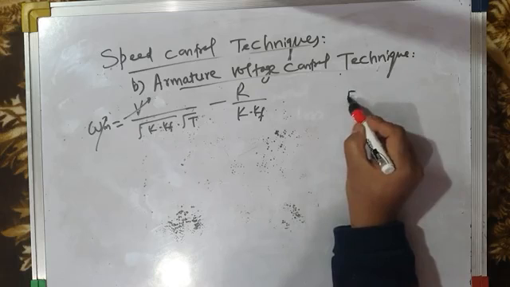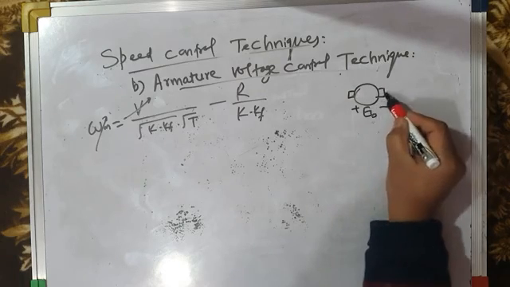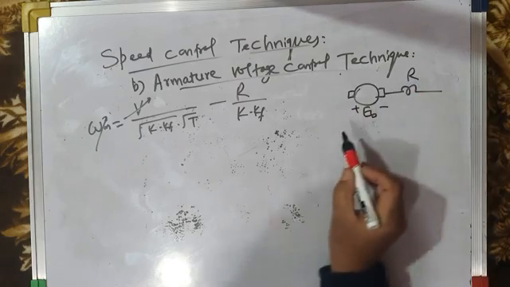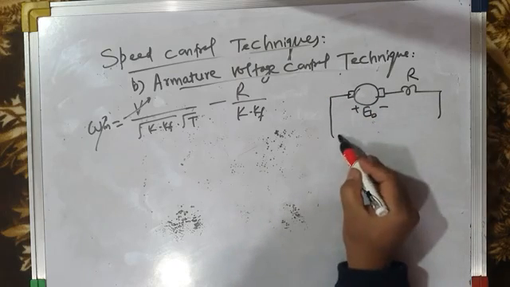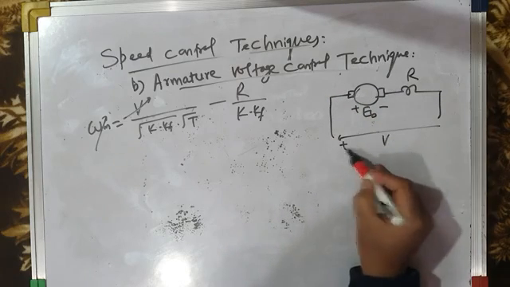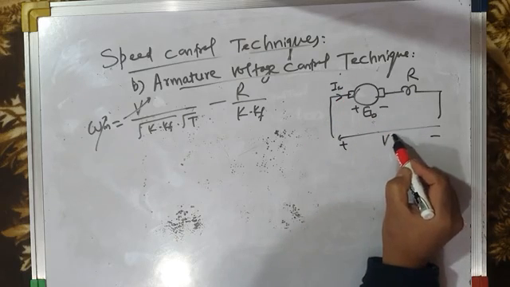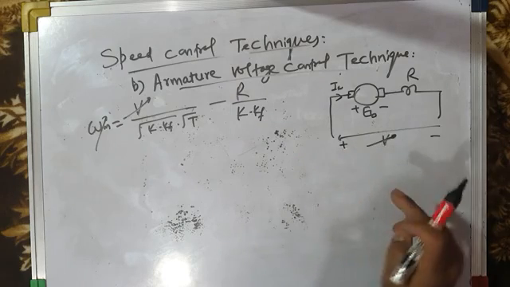So that means if this is our DC series motor, this is the back EMF EB, this is the field winding, and the total armature plus field winding resistance is R. There is no external resistance connected. This is the applied voltage and this is the armature current. This applied voltage we control with the help of maybe a chopper or phase controlled converter.